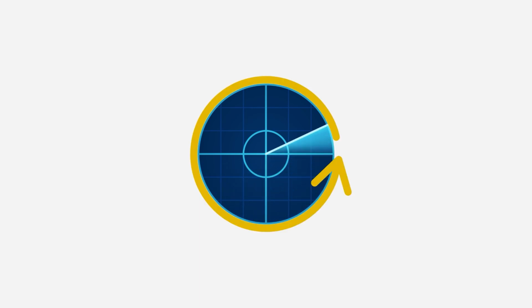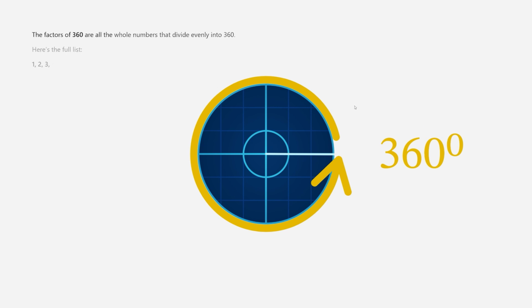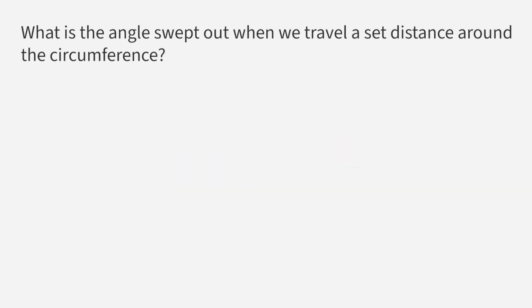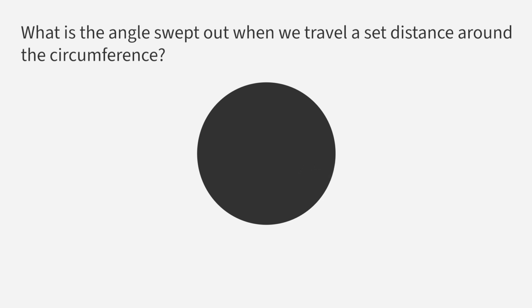Radians is just another unit of measurement for the amount of rotation around a circle. You're already familiar with the fact that if you rotate once around the circle, it's 360 degrees. 360 is a convenient number to choose because it is easily divisible by many numbers, making it useful for mental calculations. But there's another way to measure angles. When we measure it in radians, we answer the question, what is the angle swept out when we travel a set distance around the outside edge?